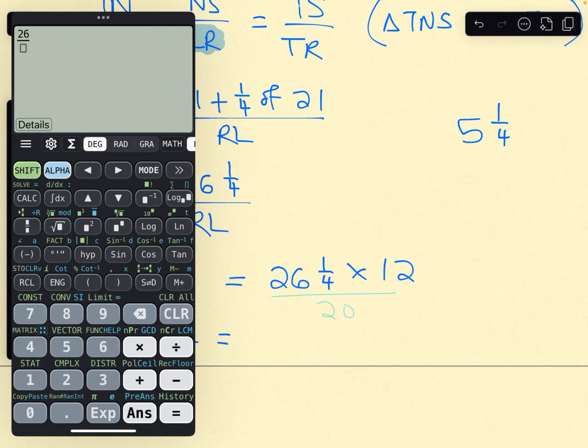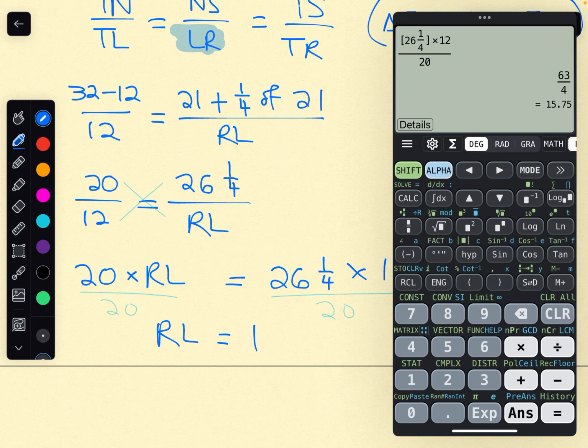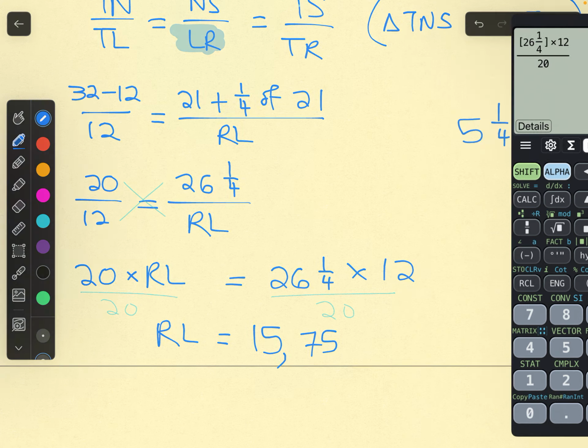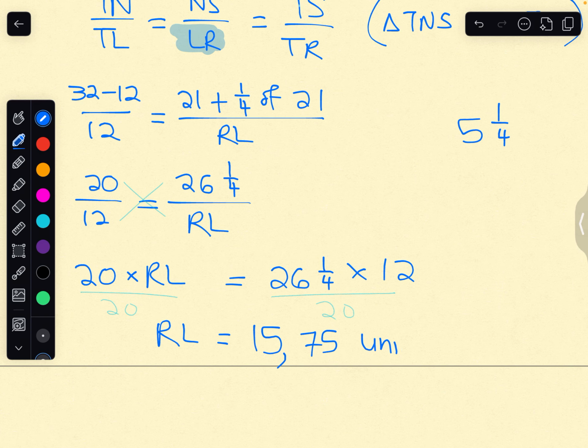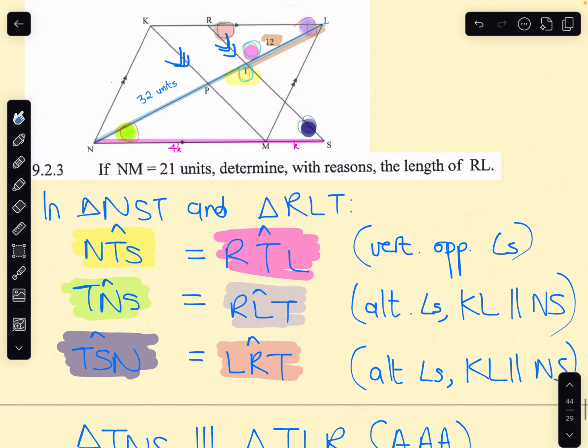26 and a quarter times 12 divided by 20. So that is 15.75 units. And that's that on that, y'all.